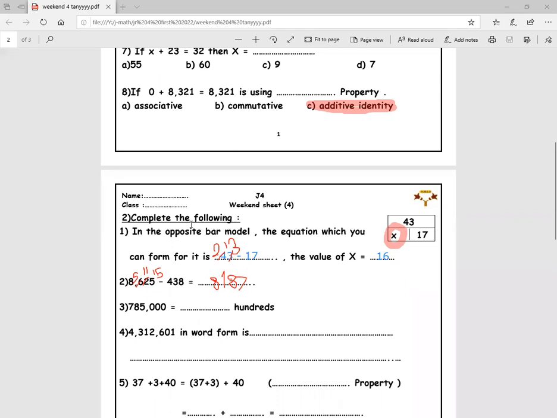Let's see here. 785,000 equals how many hundreds? 100 means 2 zeros, so I cross out 2 zeros and write the rest of the number, which is 7,850. And of course, don't forget to put the comma.